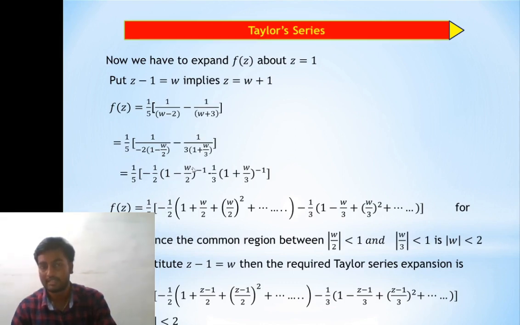This is also taken in the numerator as power minus 1, with minus 1 by 2. This expansion is valid when mod w by 2 less than 1, that means mod w less than 2. So you note it, mod w less than 2. Here mod w by 3 less than 1 means mod w less than 3. The common region between these two is mod w less than 2. Now substitute z minus 1 as w, then you get the series.